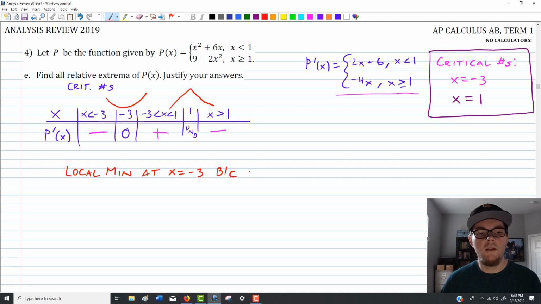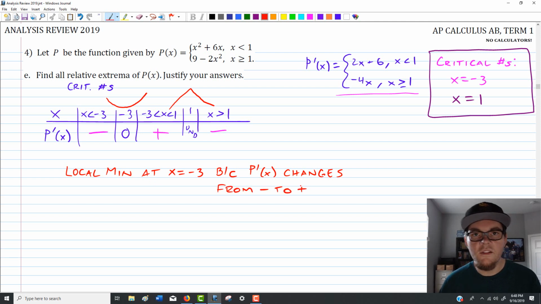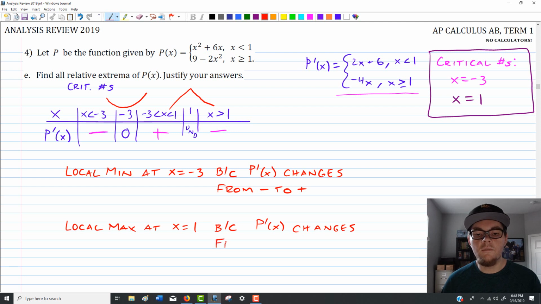And our reason would be because p prime of x changes from minus to plus. And again, I'm not writing this as formally as I would. That's what happens when you have to do 61 problems and it takes forever. Okay, our second one, we can say that there's a local max at x equals 1, and our reason would be because p prime of x changes, and in this case it changes from positive to negative.